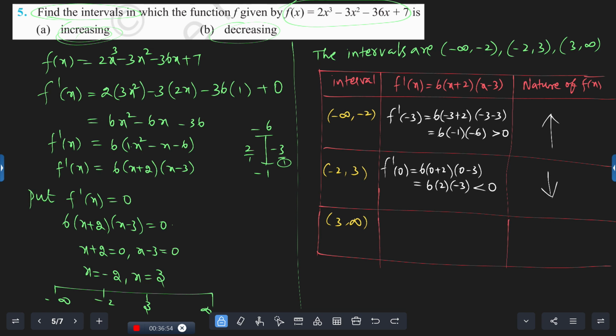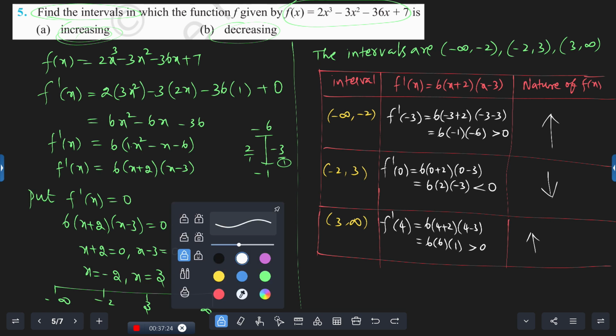Right. Next, 3 to infinity. What can we take? 4 we can take. So f dash of 4 is 6 into 4 plus 2 and 4 minus 3, which is greater than 0, that is increasing. So in two places we got increasing, and in one place we got decreasing. You can mention that in the final answer.